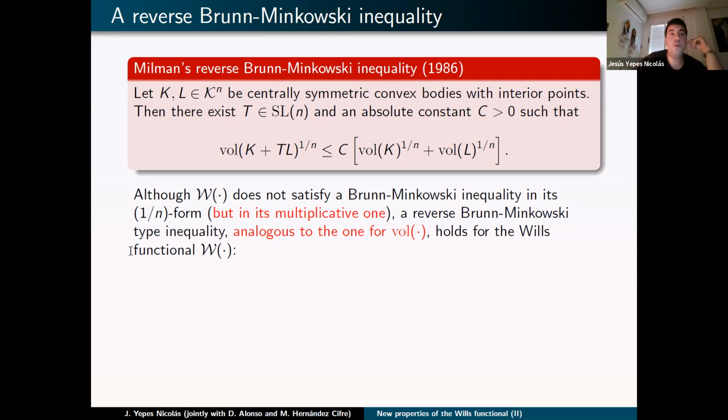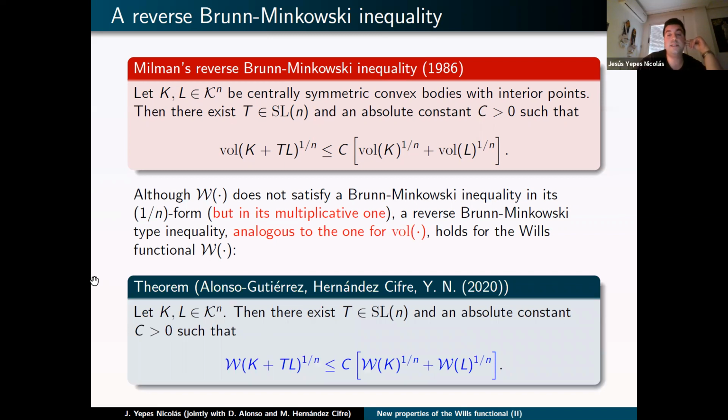However, when dealing with the reverse form, what happens is that the functional actually satisfies the same inequality. I mean, if you consider two convex bodies K and L, then there always exists a volume and orientation preserving linear transformation T and a positive absolute constant C, such that the functional of the sum of K and the transformation T of L, to the power 1 over the dimension, is smaller than such a constant times the sum of the functionals to the same power. So essentially, it's exactly the same, just by replacing volume by the functional.